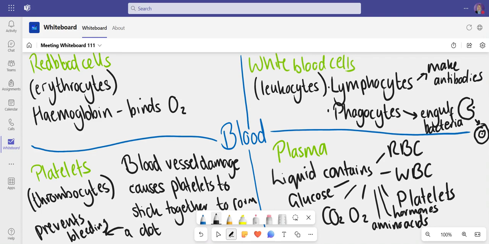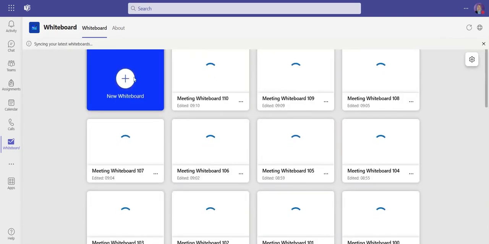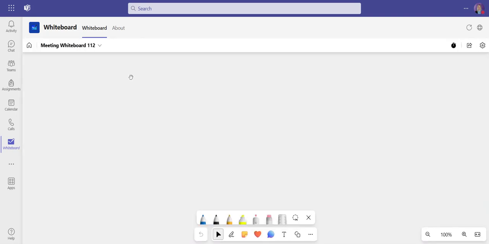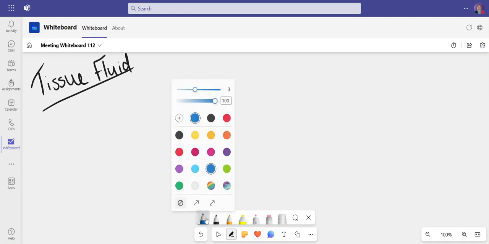The next type of liquid that we're going to look at is called tissue fluid. So that's blood with the four components. The next type is tissue fluid. Tissue fluid is a little bit different, and you might not have heard of it before. It's not talked about much in everyday life. I don't think most people probably even know it exists. But it's another liquid in our body that we have lots and lots of.